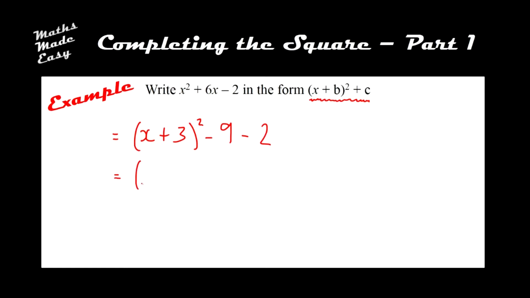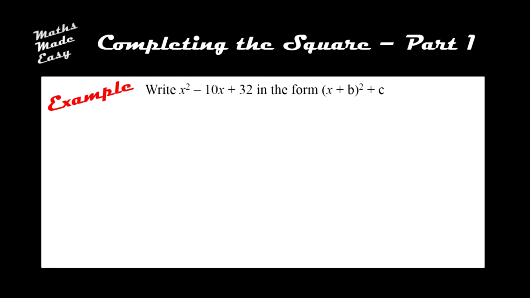So I just tag this minus 2 on the end. And then I can simplify this to x plus 3 all squared, and then negative 9 subtract 2 is negative 11. It now looks like this form. Now there might well be a negative at the end, but that's not a problem. That just means c is equal to negative 11 here, and b is equal to positive 3. But it should be x plus a number, or x subtract a number, all squared, and then add or subtract a number at the end. This is called the completed square form.